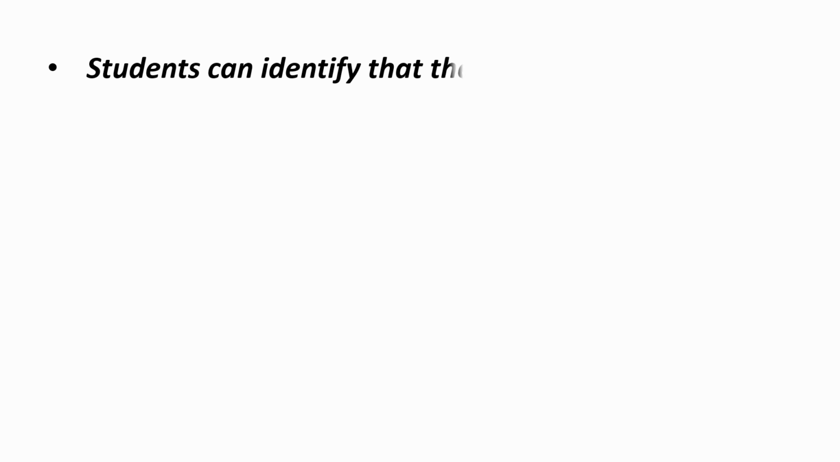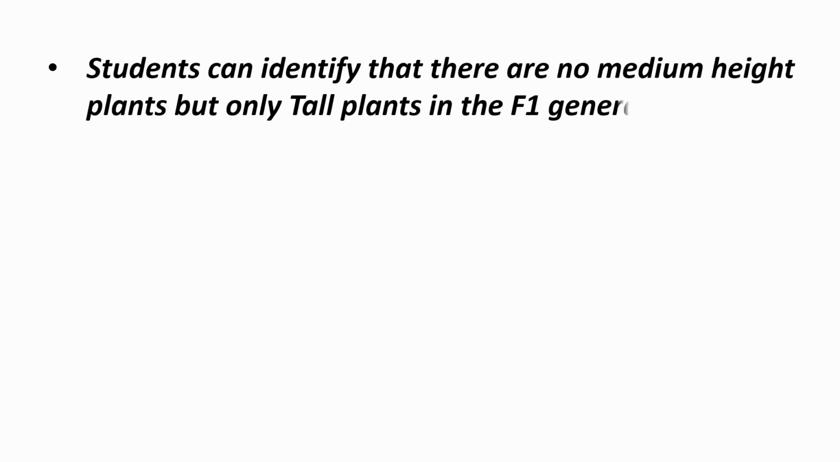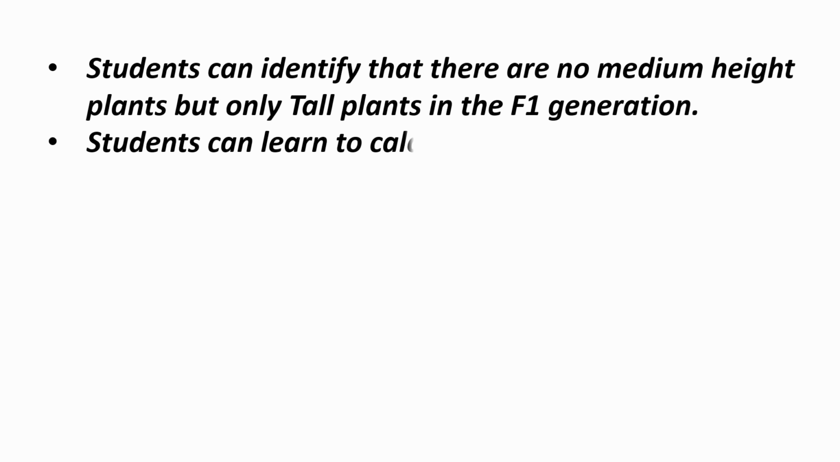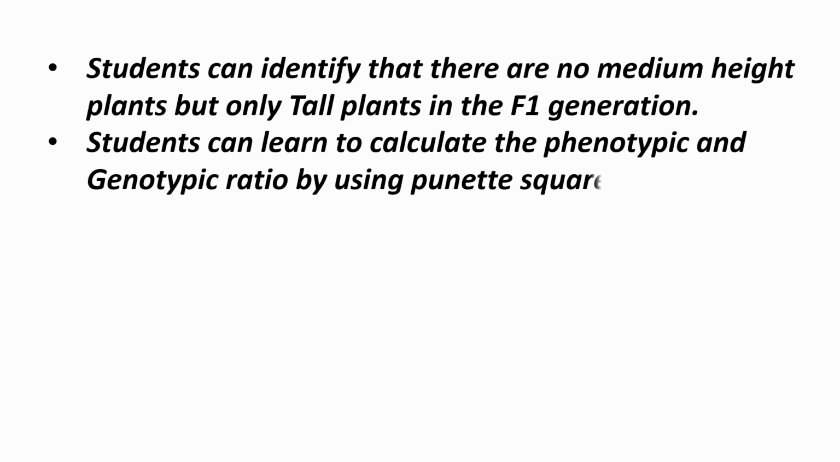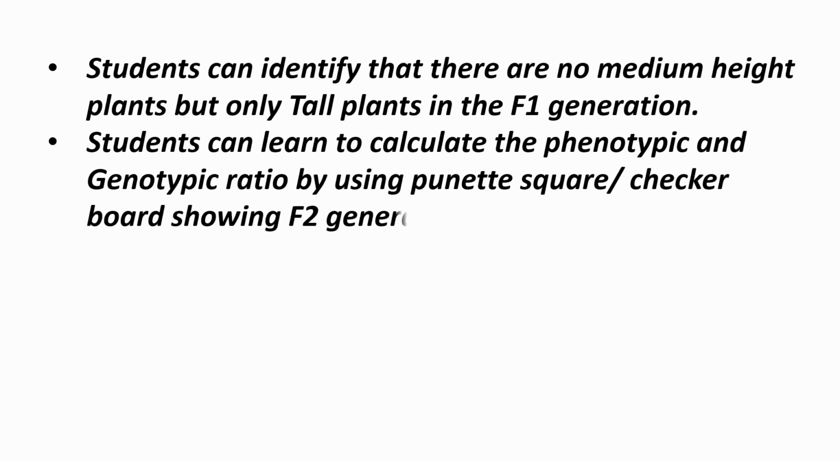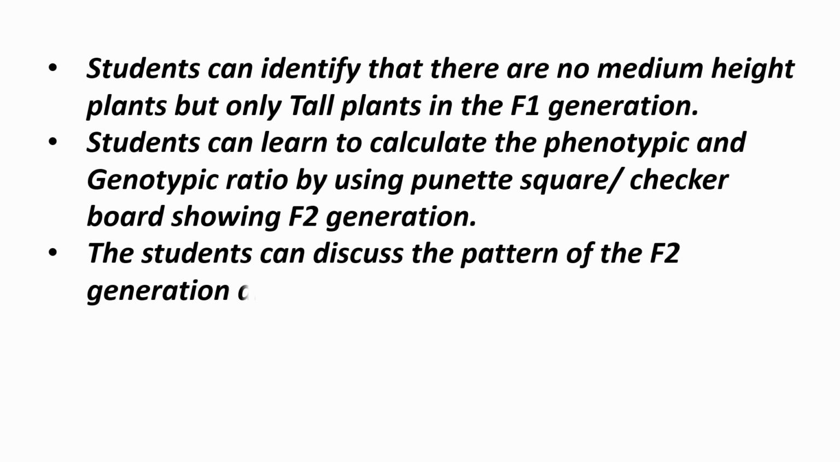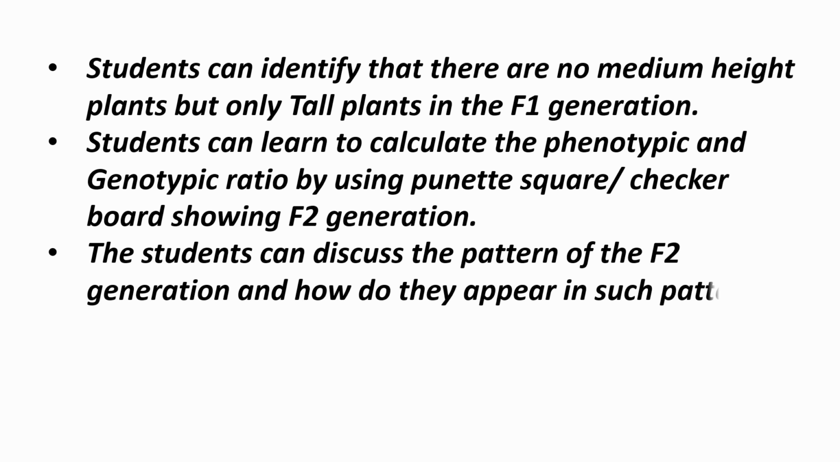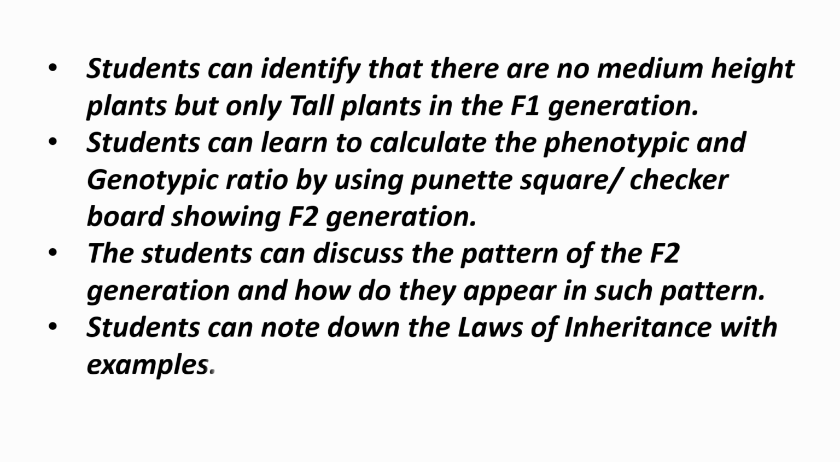After completing the class, students can identify that there are no medium height plants but only tall plants in the F1 generation. Students can learn to calculate the phenotypic and genotypic ratio by using a Punnett square or checkerboard showing the F2 generation. The students can discuss the pattern of the F2 generation and how they appear in such a pattern. Students can note down the laws of inheritance with examples.